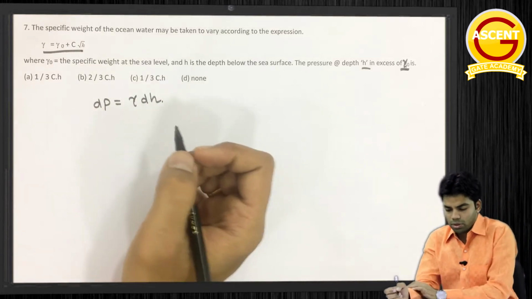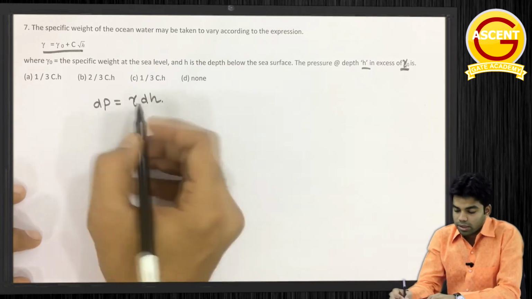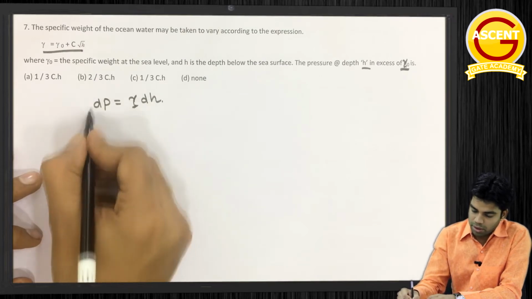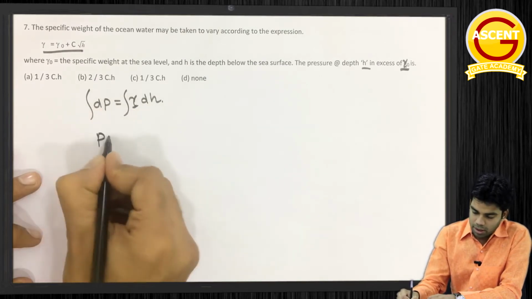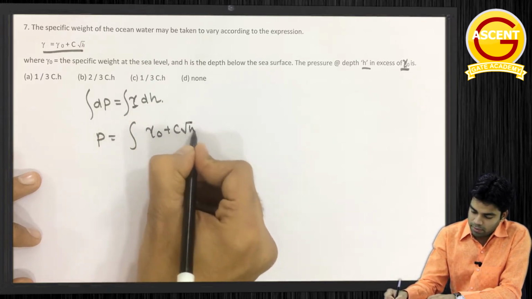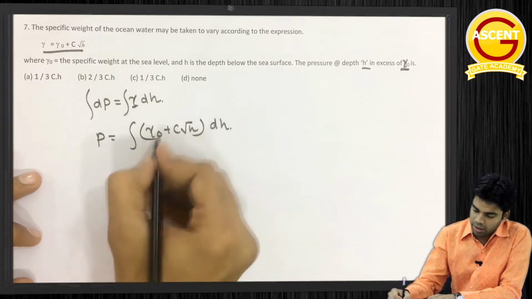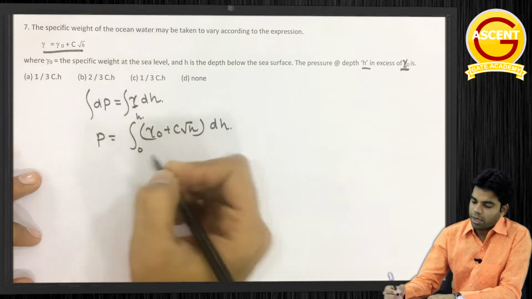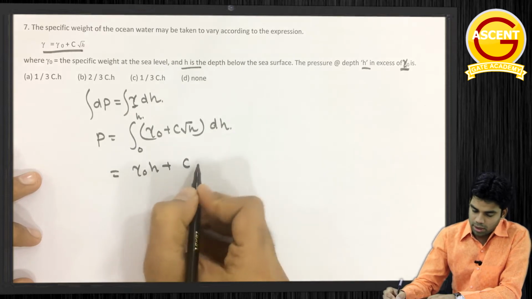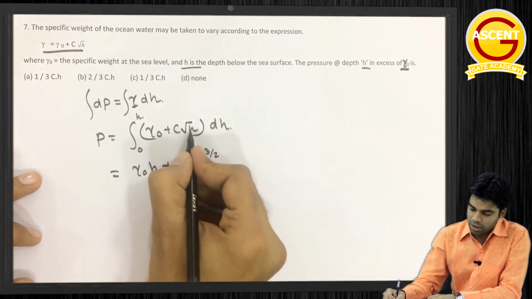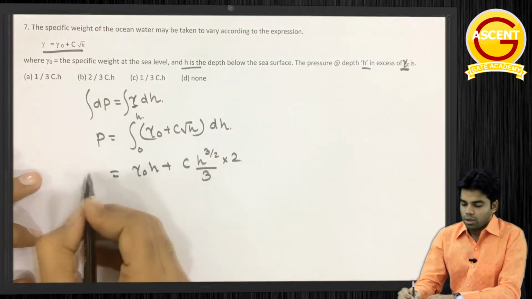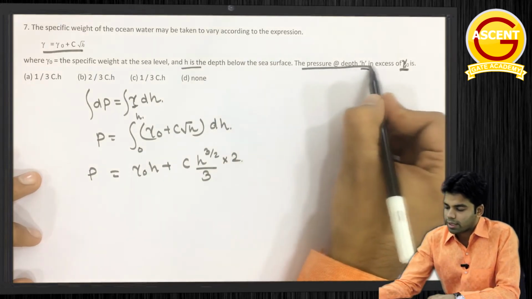Okay, because the density is varying in this particular case, that means this gamma is varying. So if I want to determine the total pressure, just integrate this. So p is equal to integration of gamma, which can be written as gamma naught plus c root h, into dh. Just integrate it from 0 to h. So this will be equal to gamma naught into h plus c into h raised power 1 by 2 plus 1, that is h raised power 3 by 2 upon 3 by 2. Getting this?